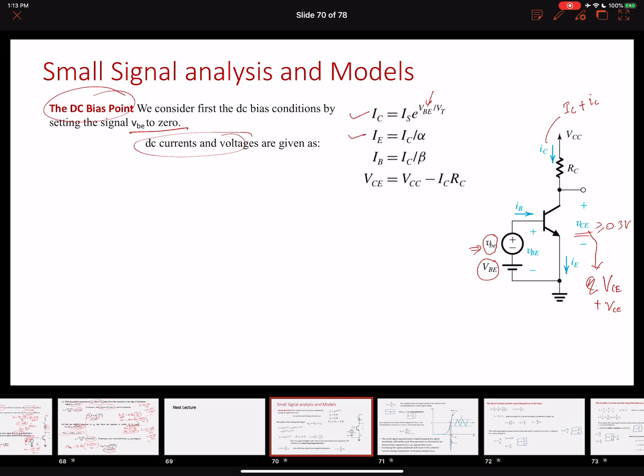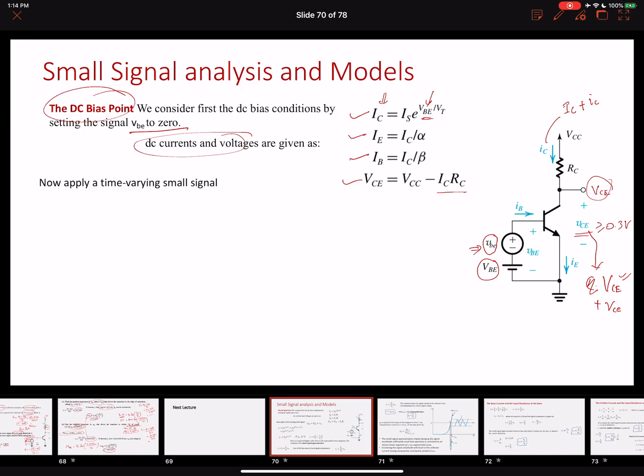Our emitter current equals IC over alpha, where alpha is the common base current gain. Our base current equals IC over beta, where beta is known as the common emitter current gain, and this is a value that we saw in the last lecture. We have seen this equation in the last lecture as well, where our VCE, the DC component, should equal VCC minus ICRC. Whatever changes we have in VBE will change the collector current, so our product ICRC will change, and that will be reflected in the output biasing voltage VCE.